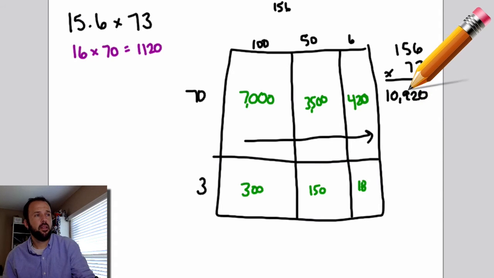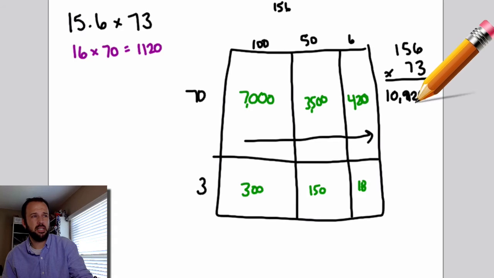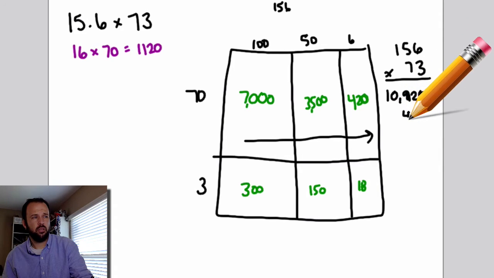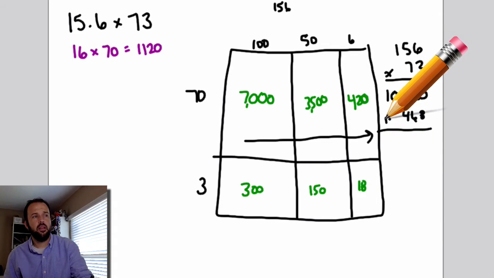All right. 10,920. That's my first partial product. My second one down here is going to be 300 plus 150 is 450 plus 18 is 468. Does that sound right? Cool. All right, so I got those two partial products. I'm going to add them up now.